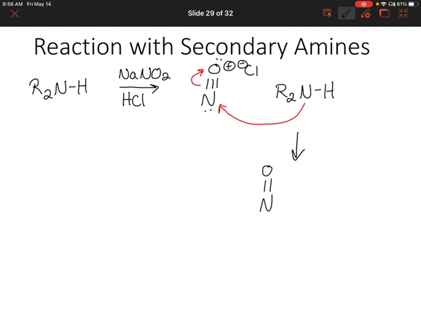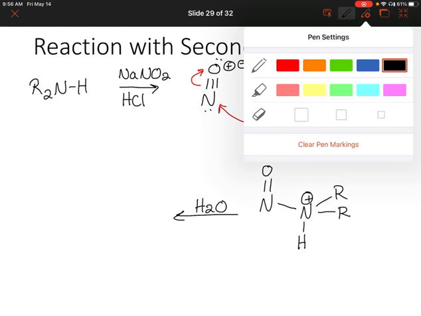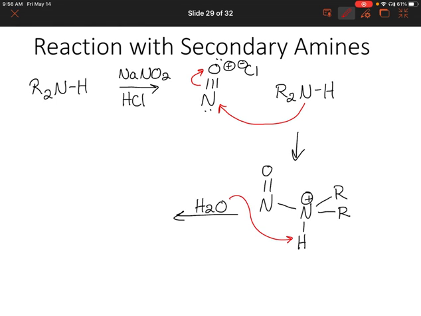So now we have a double bond to oxygen, and we get the following. Again, similar to before, water is going to deprotonate the positively charged nitrogen, and we're going to end up with something called N-nitrosamine, because we no longer have any protons that we could continue to remove from that second nitrogen. So the reaction just kind of stops here.